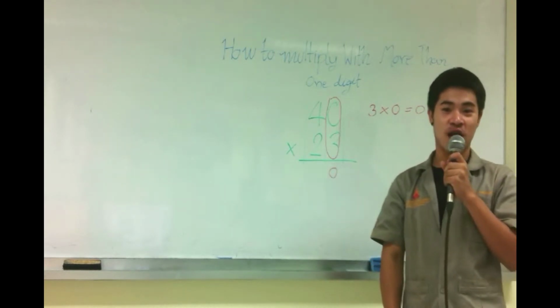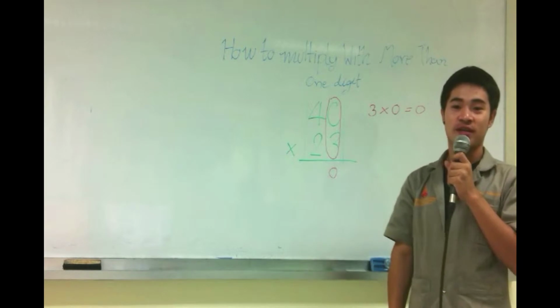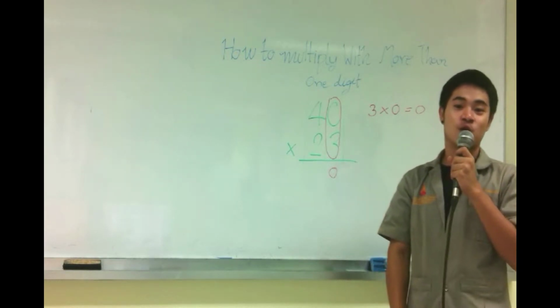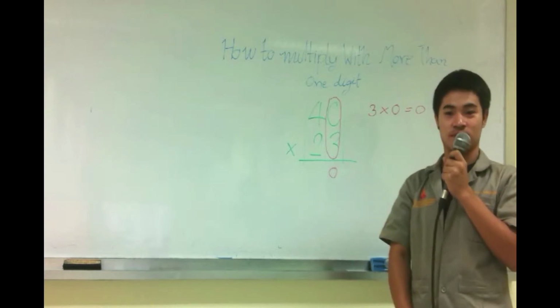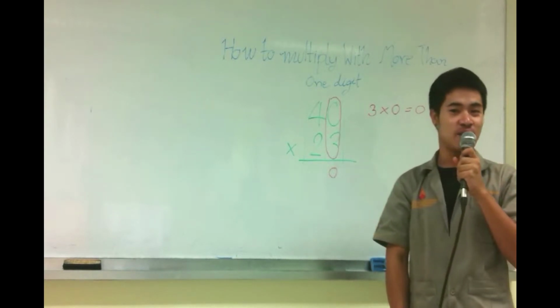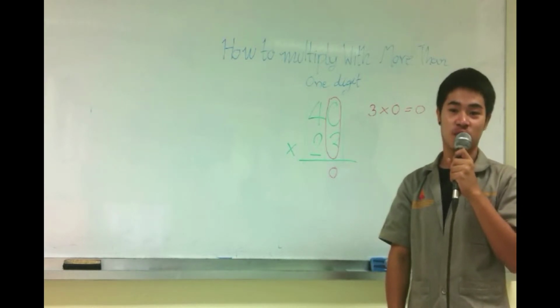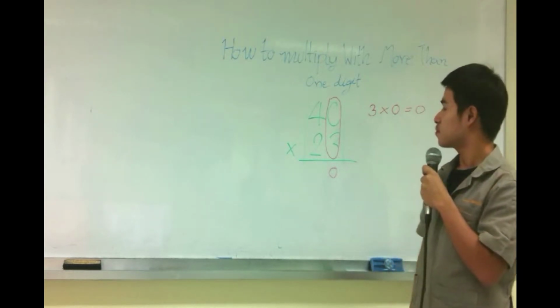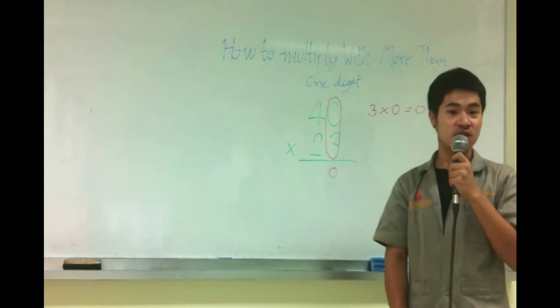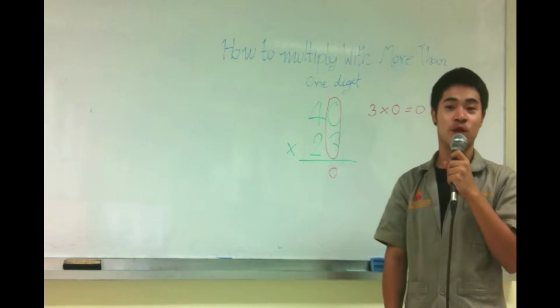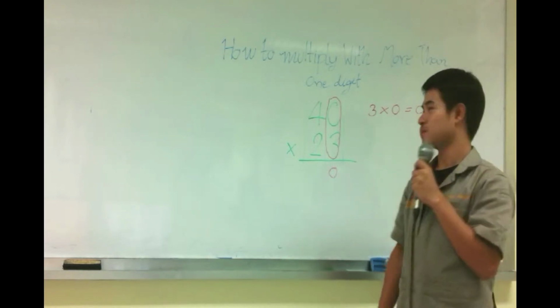Place this 0 underneath the line that you created when you underlined your bottom number, and directly under the digit 3 in the number 23. It is important to keep your numbers aligned at all times to avoid errors.